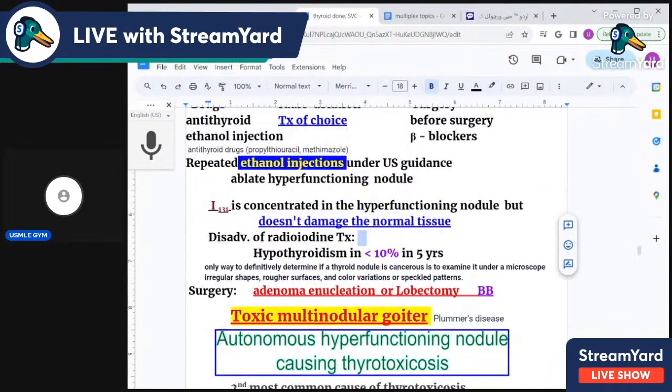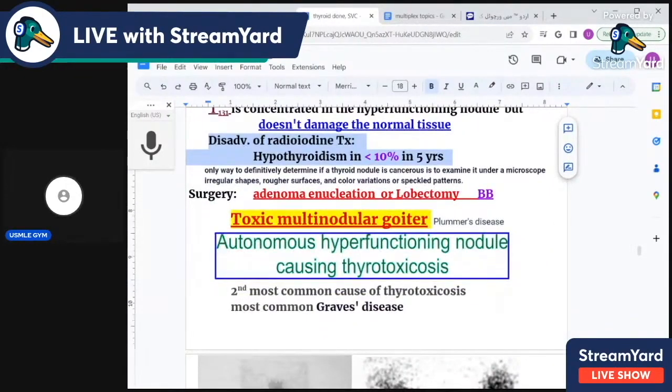Iodine-131 concentrates in the hyperfunctioning nodule but doesn't damage the normal tissue. Disadvantages of radioactive iodine treatment: it may cause hypothyroidism in 10% of cases in 5 to 10 years. It may also cause hyperthyroidism. You may see the Wolff-Chaikoff effect, increased trapping and decreased trapping.